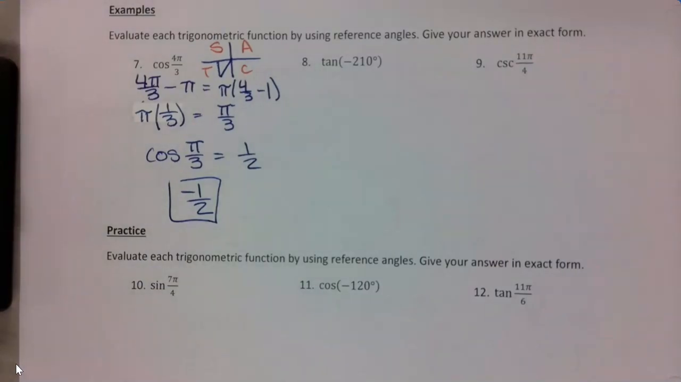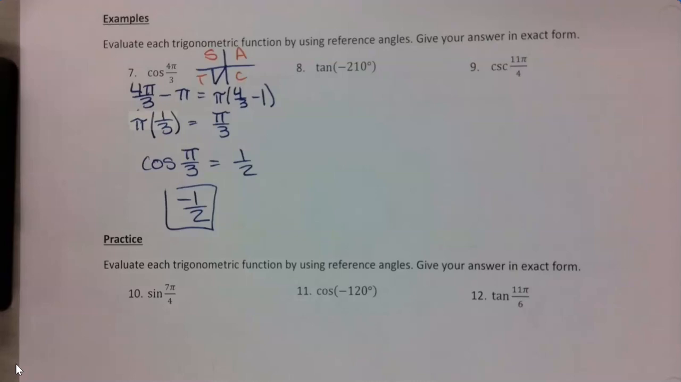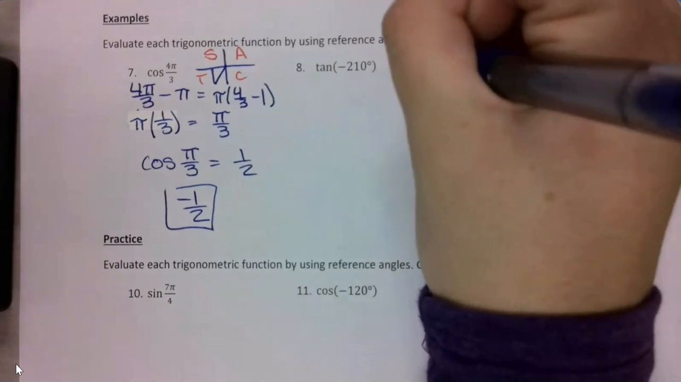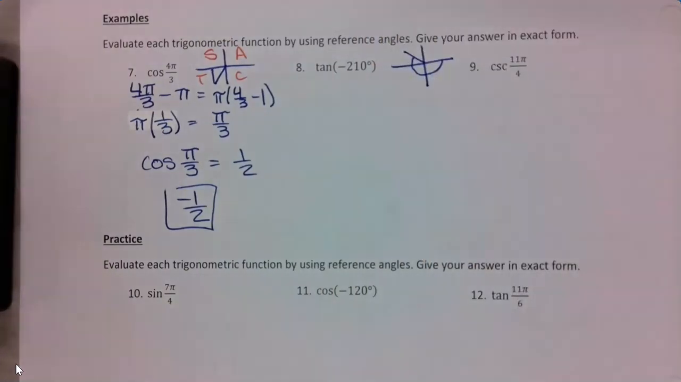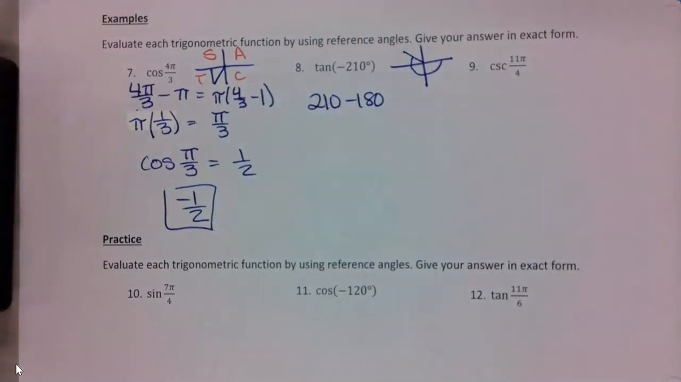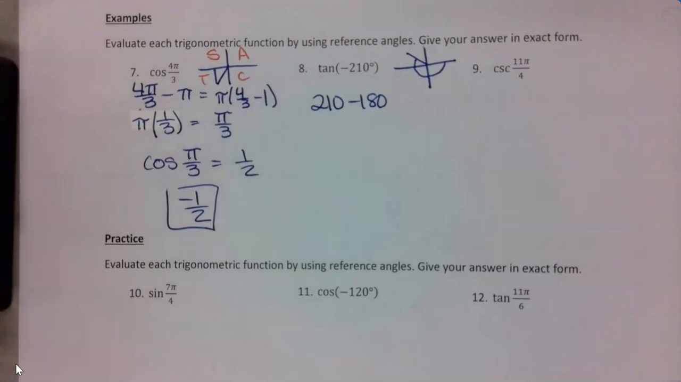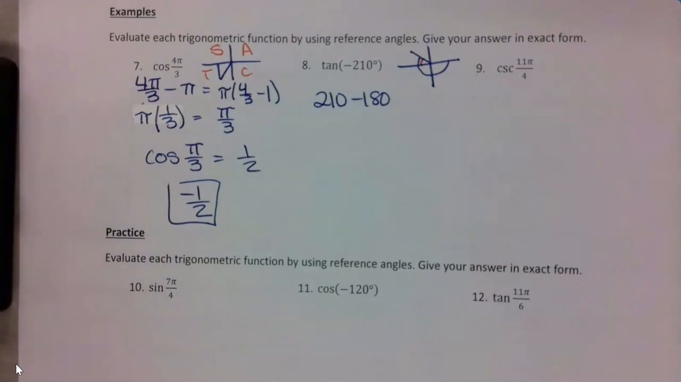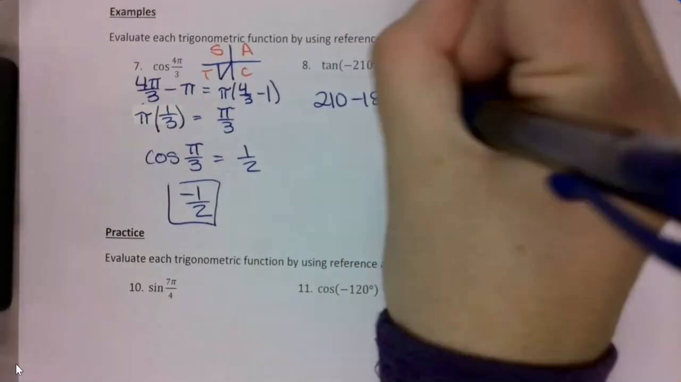Questions there? Okay. So same deal for number 8. Negative 210 is here. So to find this reference angle, I'm going to take 210 and subtract 180 because I want to find the difference between here and here. So this gives me 30.